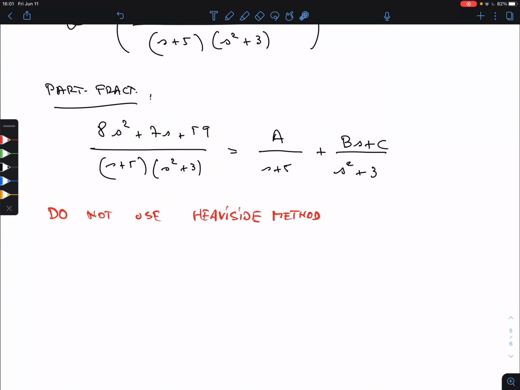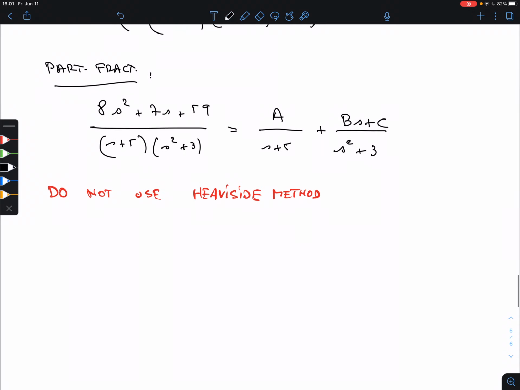For A you can do this, fine. But how are you going to find b? You have to plug in. Remember, you cancel this factor and plug in the root here. But there's no real root. Well, there's a complex root, but we don't do that. So what to do here?